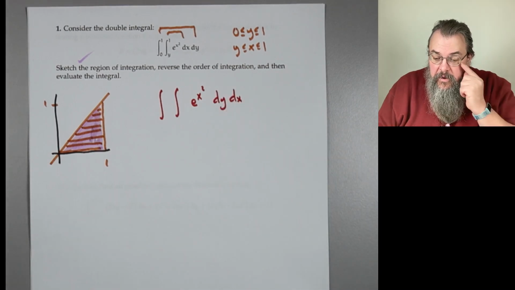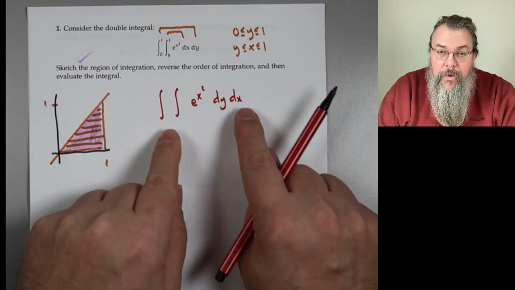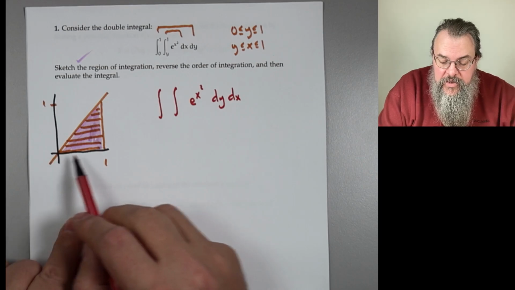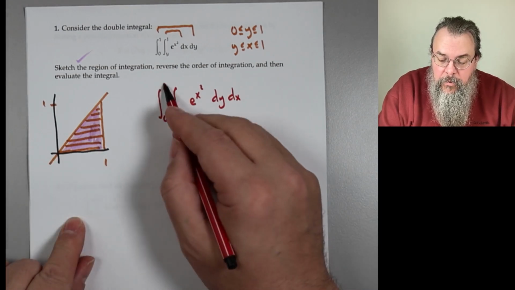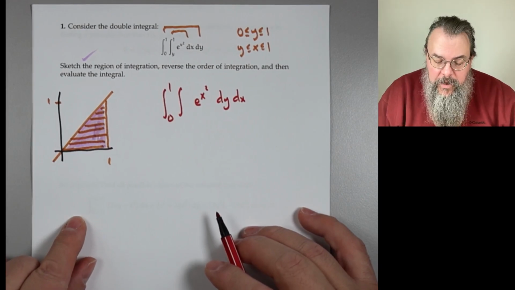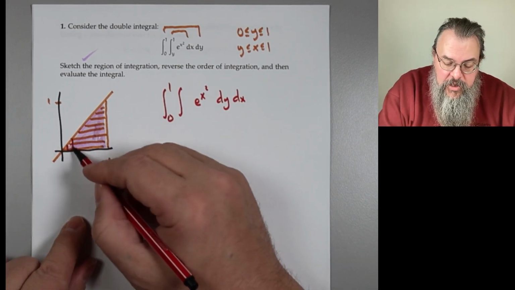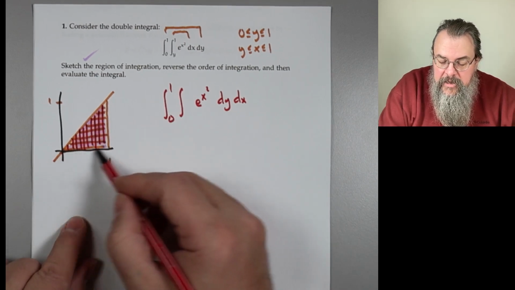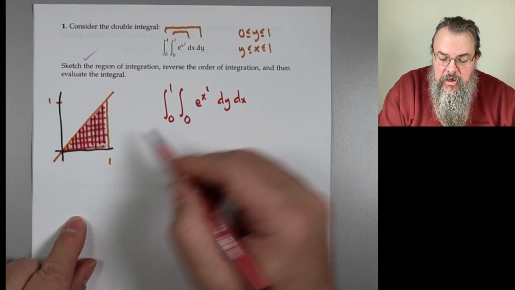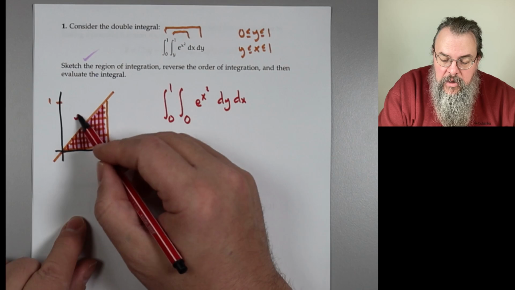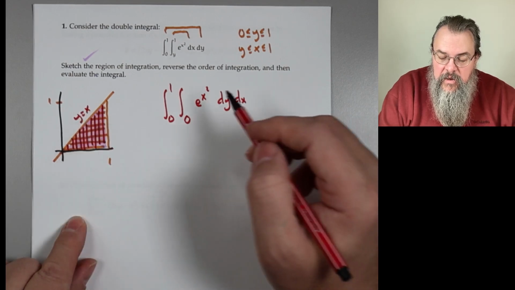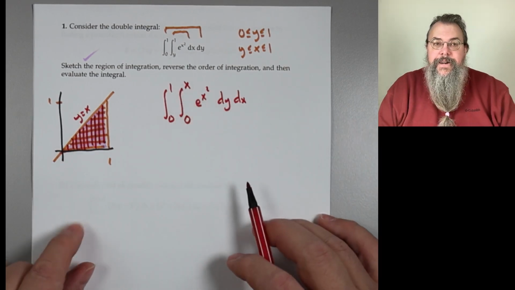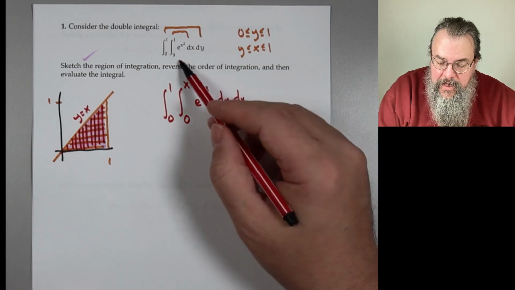And now we start saying, okay, what happens? Where does x go from? Well, x goes from 0, and the largest x value is 1. All right, where does y go from? For any particular x value, where do we start? Well, we start at the axis, which is 0, and go up to this line, y equals x. So we're going up to y equals x. All right, so now we've done it.